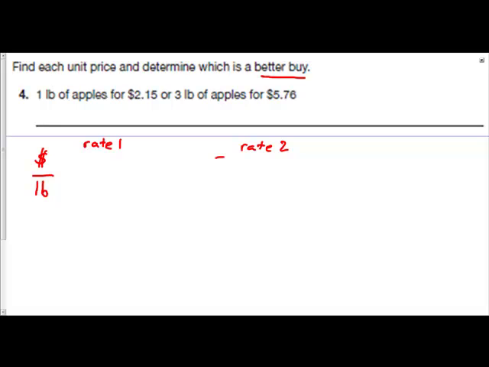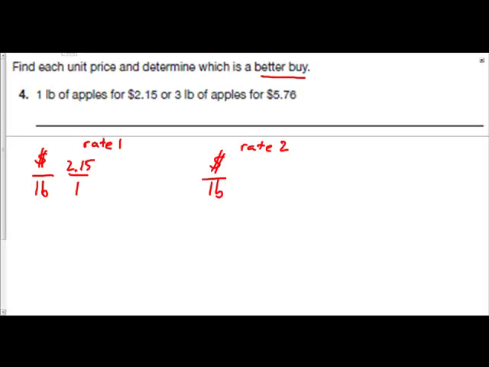Dollars to pounds, dollars to pounds. So the first one, they already give you a unit rate, $2.15 for 1 pound. That also helped me know that I should write it like this. It already gives me a unit rate. I know how much it costs for 1 pound. So my unit rate for the second one, we don't know yet because it's 3 pounds for $5.76. So we need to make that into a unit rate.